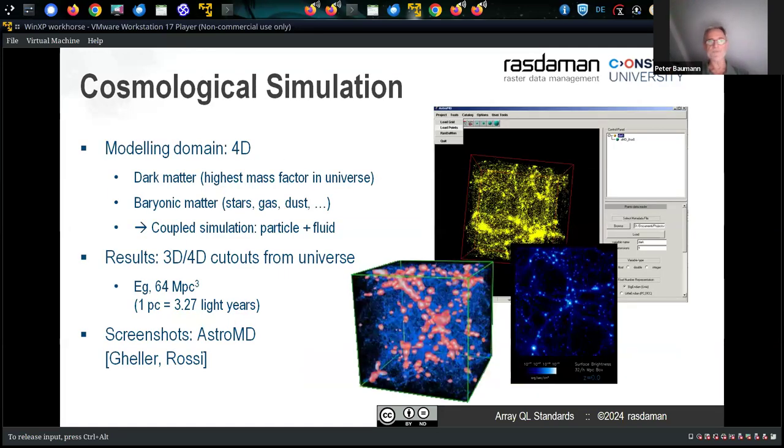Let's get a little bit bigger, cosmological simulation, again, 4D. So the guys doing simulation, they pull together the dark matter and the baryonic matter, and then do a covered simulation on that. And in the end, we get data that look like what you see here, and they get visualized. So we have some cutouts for the universe, some galaxy supercluster or so. And once again, this is a case for multidimensional analysis with arrays. Obviously, these data are particularly sparse, needless to mention.